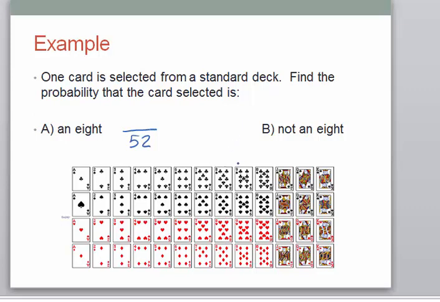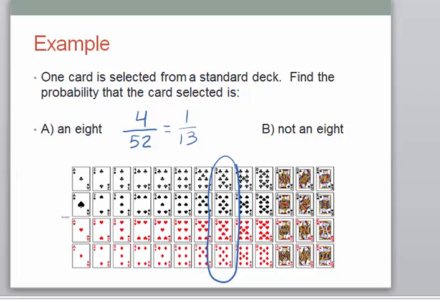And we can see that there are 4 8s in the deck. And so we'll place a 4 on the top part of the fraction. We do want to reduce our fraction, and so 4 divided by 52 in reduced form is 1 out of 13. And so the probability of drawing an 8 is 1 out of 13.